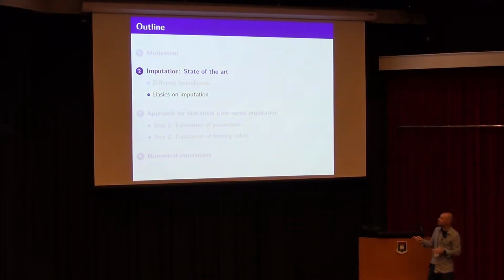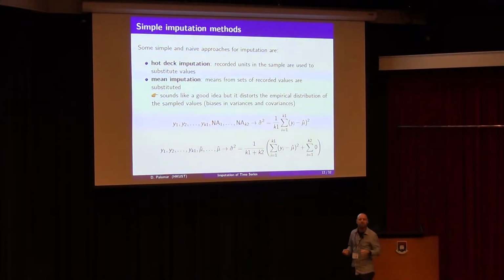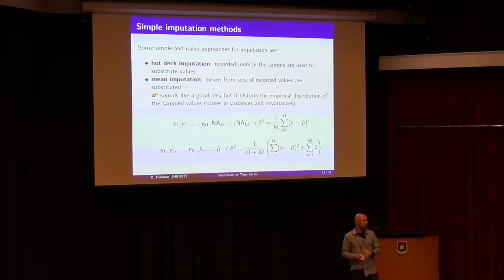So let me tell you a little bit about different imputation methods. Hot deck imputation is one of the oldest methods. Basically, if there is a missing value, they take some other value around and put it there. That's it. Of course, in some applications maybe it works, but in some others it could be really bad.